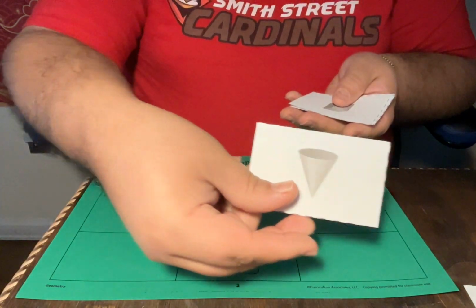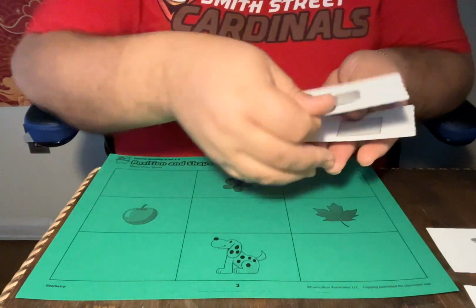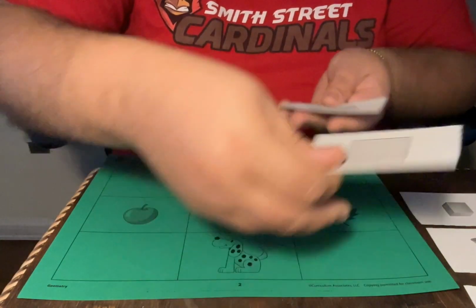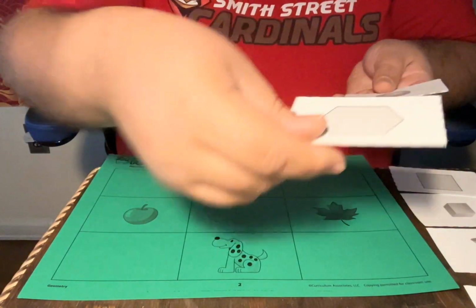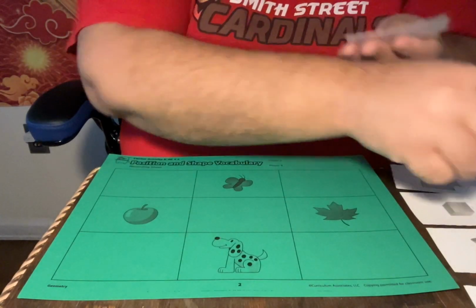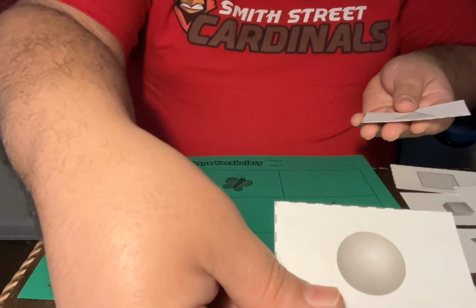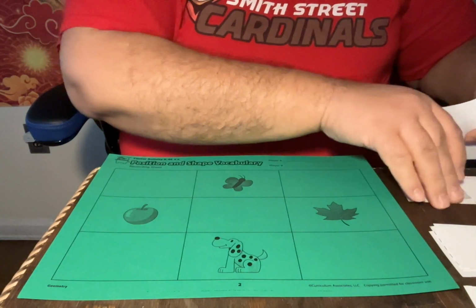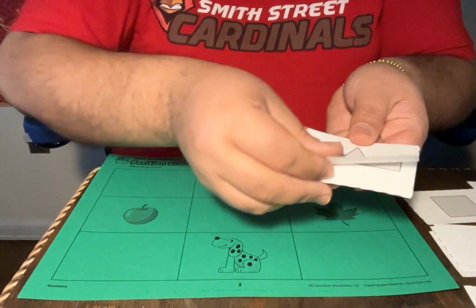This is not a triangle. This is not a triangle. This certainly is not. So I'm going to look for the triangle. Triangle. You see, these are three-dimensional. I have to put them together. And I found my triangle.